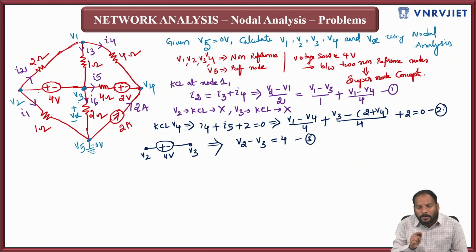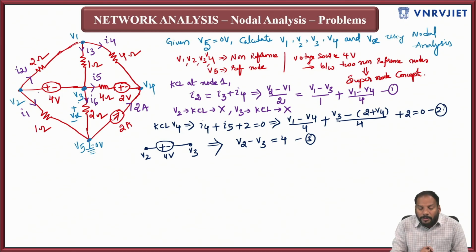I think we did the same thing in mesh analysis. Whenever there was a current source, we represented that current source value in terms of the loop currents, I1, I2, something like that. Can you remember? In the same way, here you take advantage of the voltage source connected between the two non-reference nodes and represent that value in terms of V2 and V3. So that is how I can directly write V2 minus V3 equals 4.